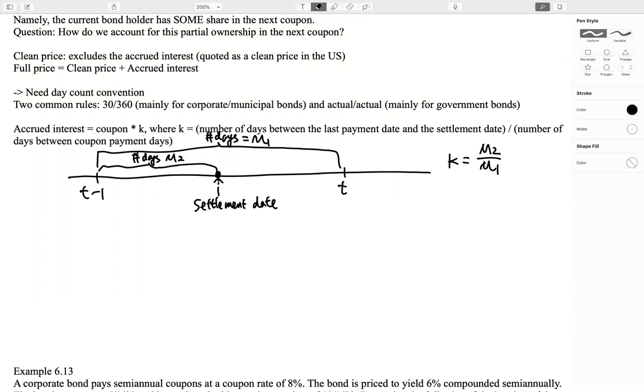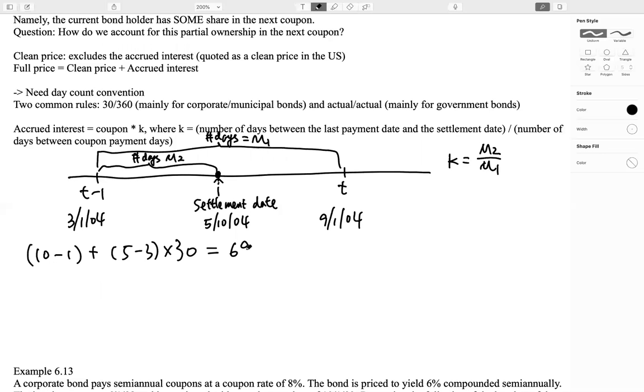We have a quick example. This is May 10th, 04. The next payment will be 9/1st, 04, meaning the previous one is March 1st, 04. So if we apply the 30/360 rule, we need to count how many days in between the two. So we will use date plus 5 minus 3. They are 30 days a month. So it's easy to calculate. They are obviously 69 days, right?